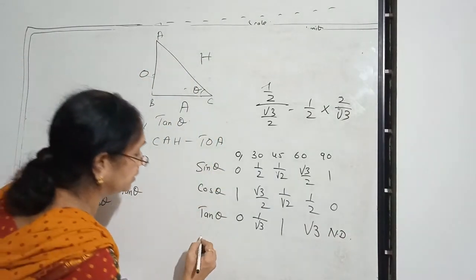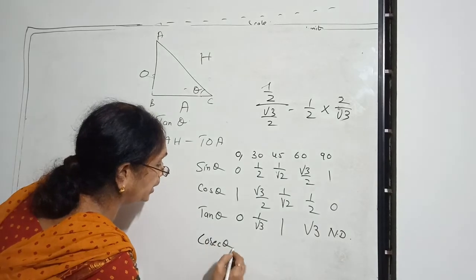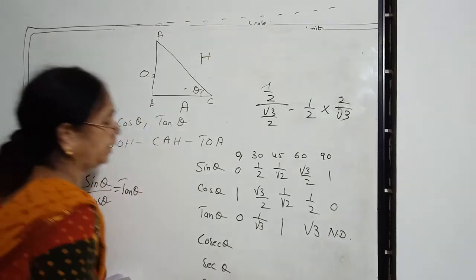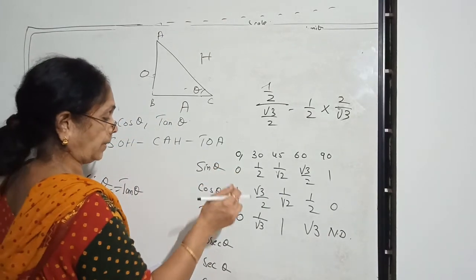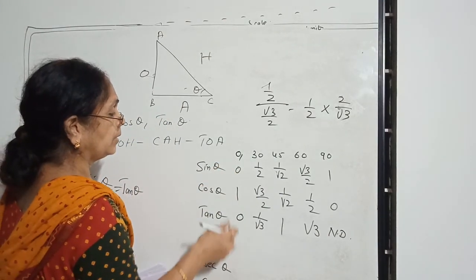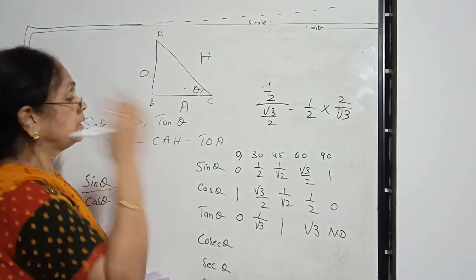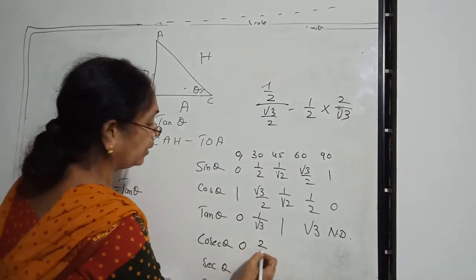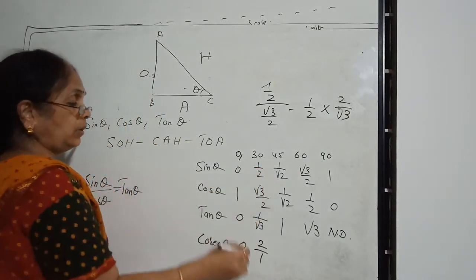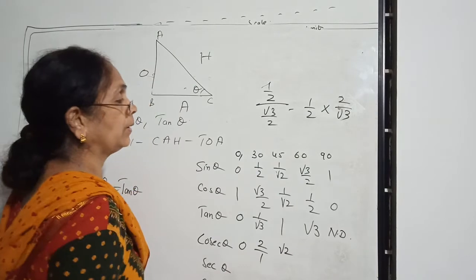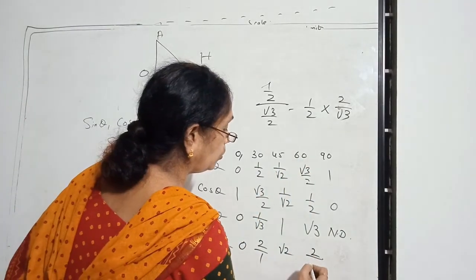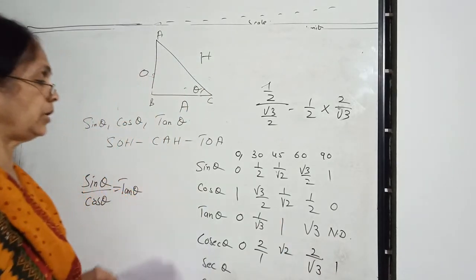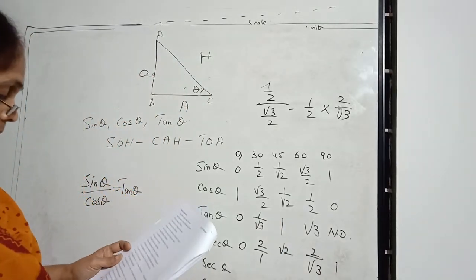Now the inverses of these: cosec theta, secant theta and cot theta. Now here, for cosec theta, 1 by 0 is not defined, 1 by 1 is 1, 1 by 1 by 2 will be 2 by 1, then 1 by 1 by root 2 will be root 2 by 1, and 1 by root 3 by 2 will be 2 by root 3. The last 1 by 1 is 1, and it goes on. So these are the six ratios of trigonometry.